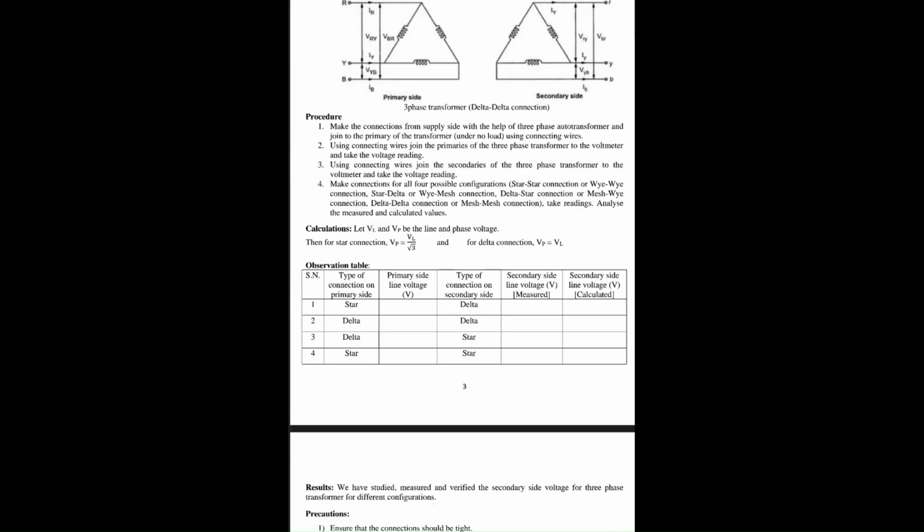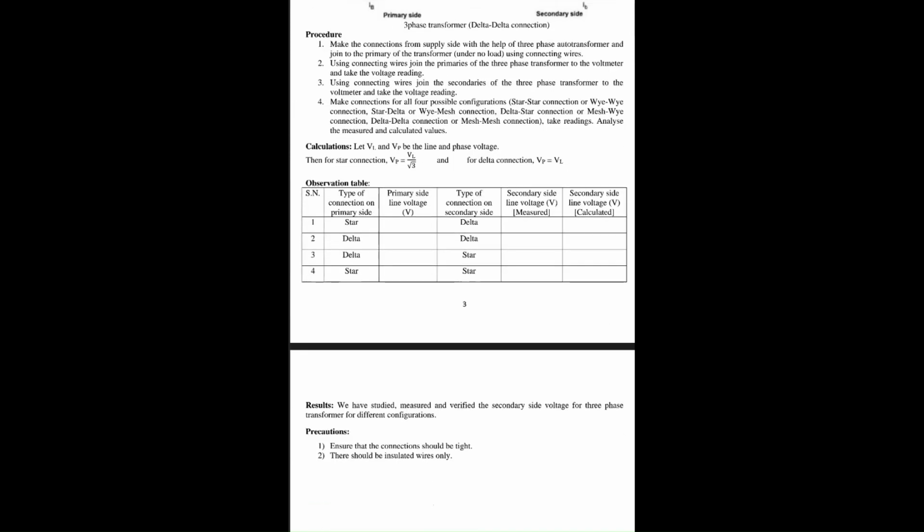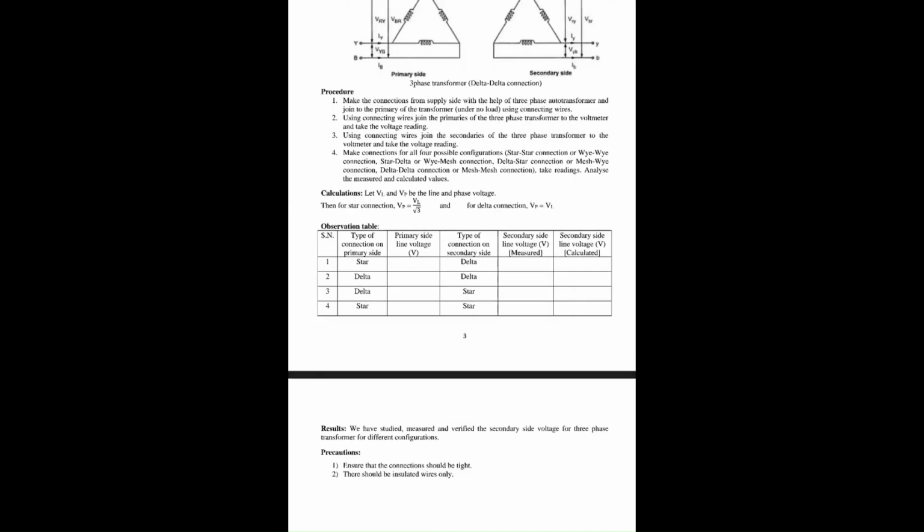So in the observation table also, what we do is supply the different voltages and record the voltage from the voltmeter here, and by calculating these values we write them here. Okay, and the rest is the precautions: the connections should be tight and you should not touch the insulated wires, and so on for the safety measures.